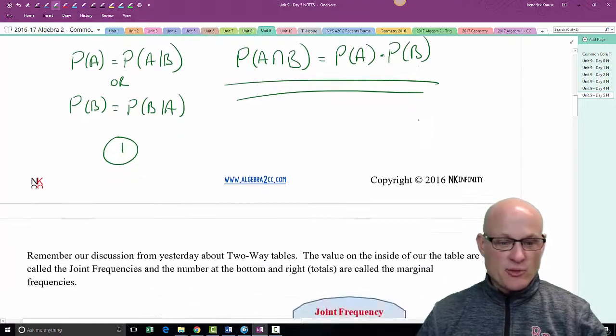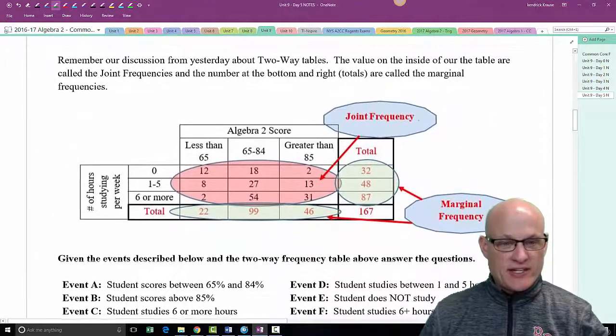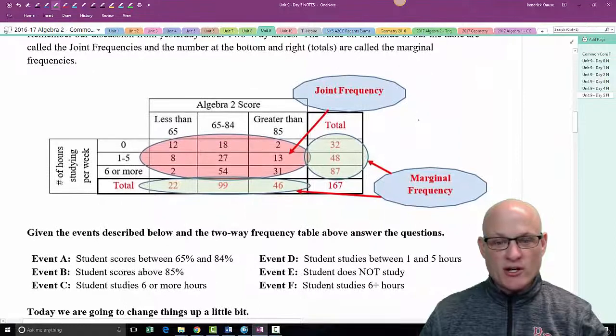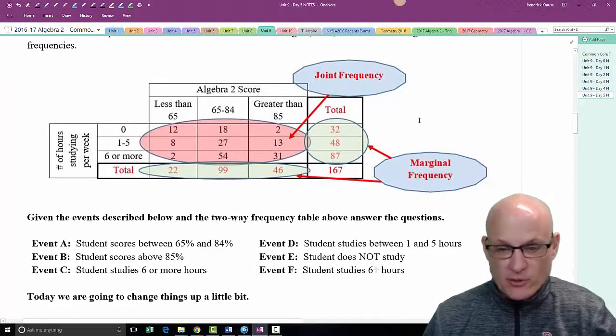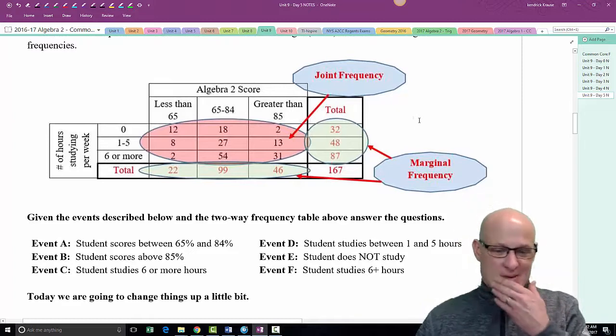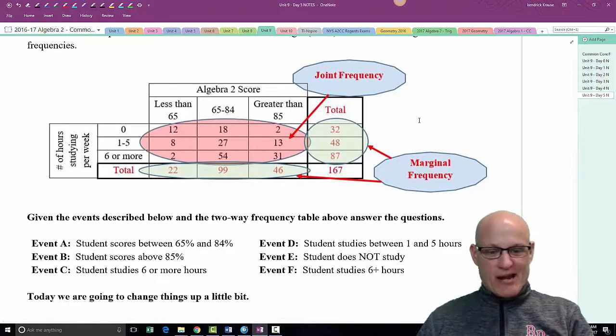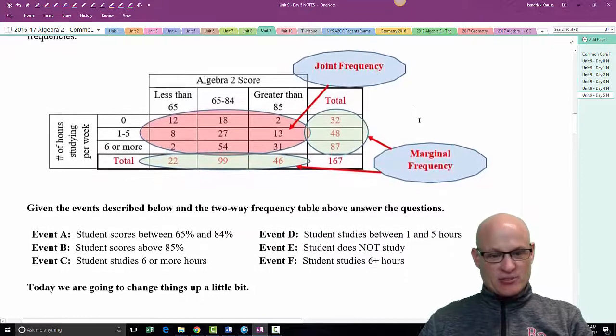All right, do you remember these two-way tables from yesterday? In fact, this is the exact two-way table we talked about yesterday. We talked about the marginal frequencies. We talked about the joint frequencies. Today, we're going to do a little bit different stuff. We're going to change things up slightly.